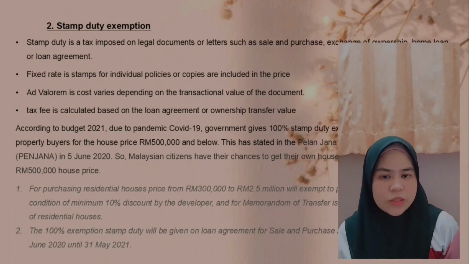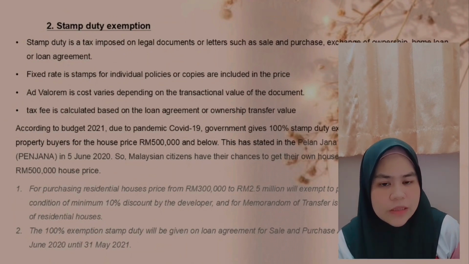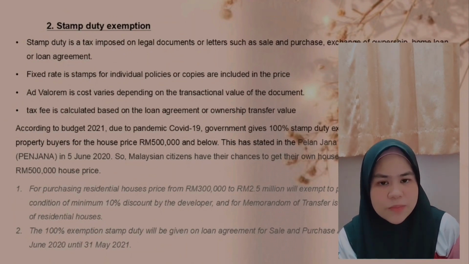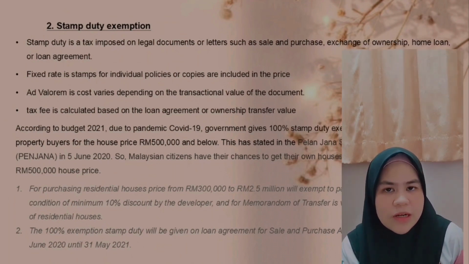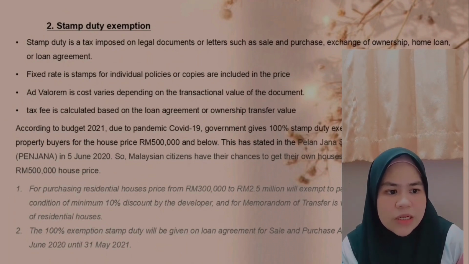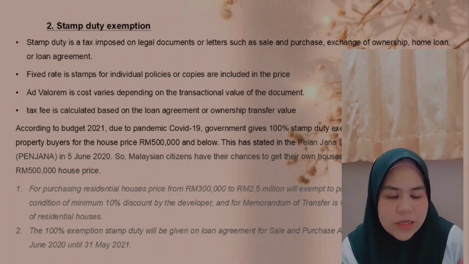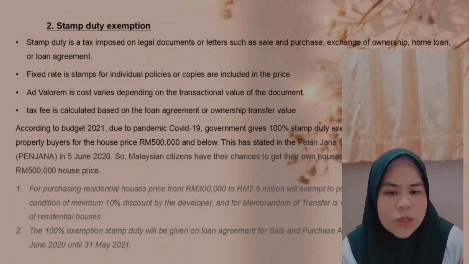According to Budget 2021, due to COVID-19, the government gives us a 100% stamp duty exemption for first-time property buyers for house prices of 500,000 and below. This was stated in the Pelan Jana Semula Ekonomi Negara, or PENJANA, on 5 June 2020.